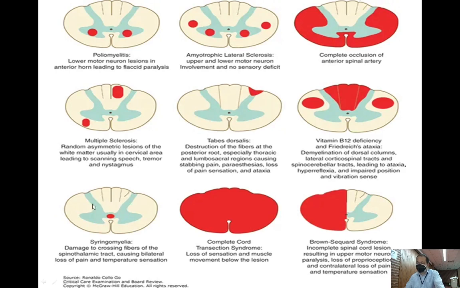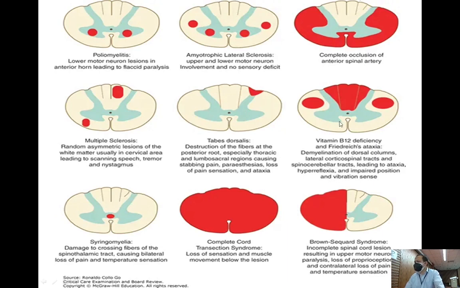So that will be the features that you will be seeing. Syringomyelia may come as a question. You never know, but these are too common. Indeed, syringomyelia, tabes dorsalis and multiple sclerosis are things that you must learn.